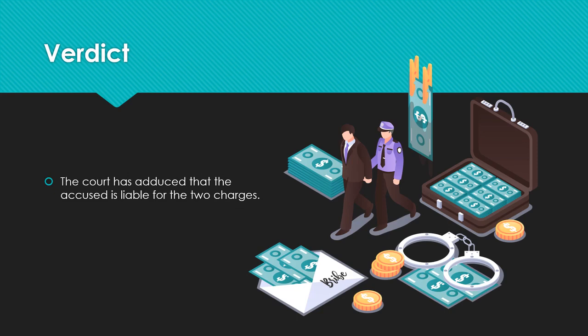The verdict in this case is that the court has adjudged that the accused is liable for the two charges. For your information, the accused brought the case up to appeal. However, he failed in this appeal, and the court retained the punishments against the accused.